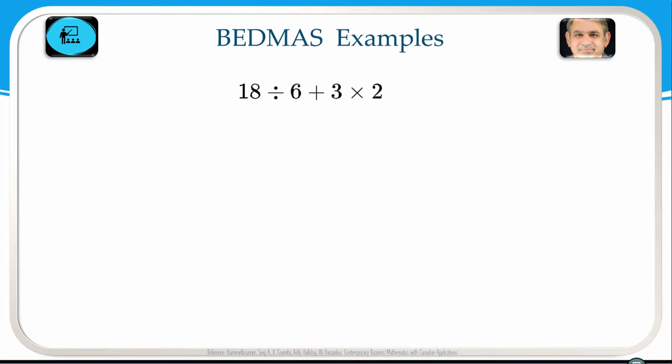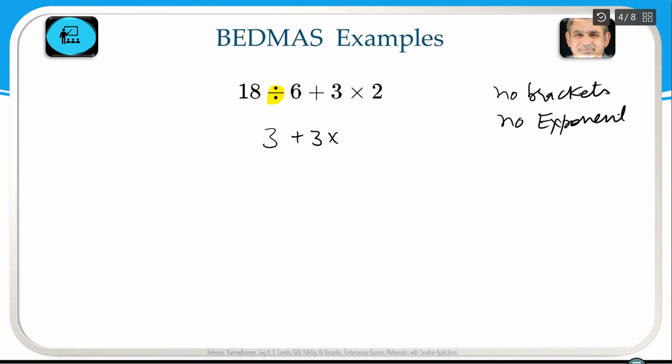Let us take one more example. 18 divided by 6 plus 3 times 2. So in this question, there are no brackets to be solved. And then there is no exponent. And then the third level of priority is division and multiplication. We have a division sign, so we will start with the division first. So 18 divided by 6 gives us 3.